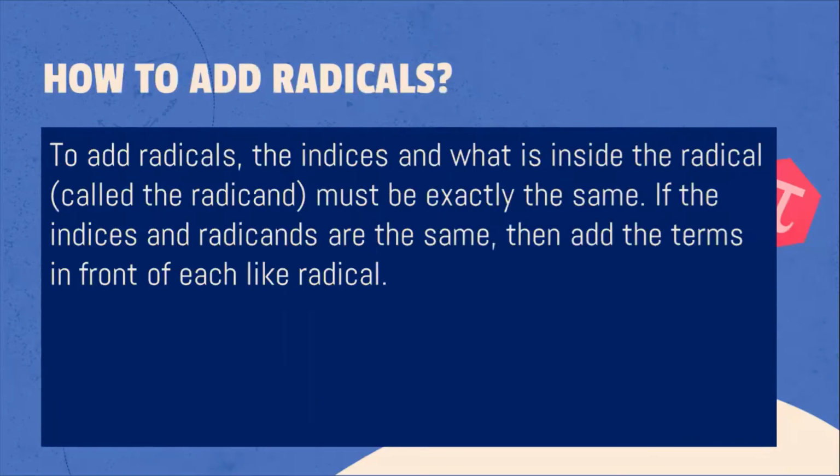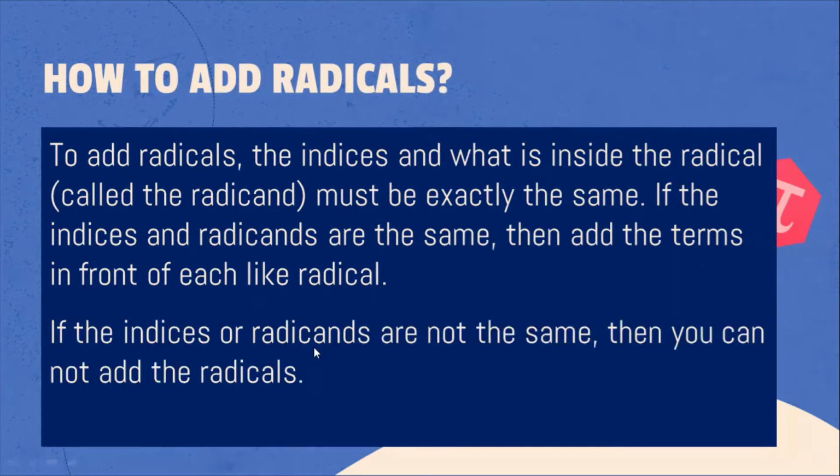How to add radicals? To add radicals, the indices and what is inside the radical, called the radicand, must be exactly the same. If the indices and radicands are the same, then add the terms in front of each like radical. If the indices or radicands are not the same, then you cannot add the radicals.